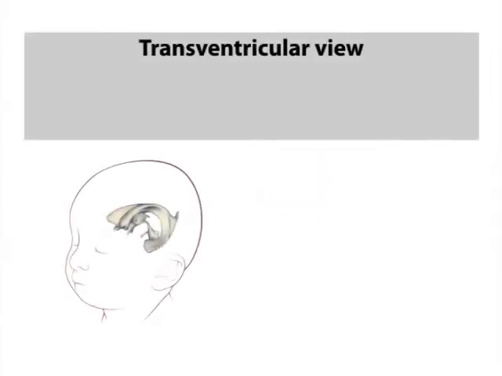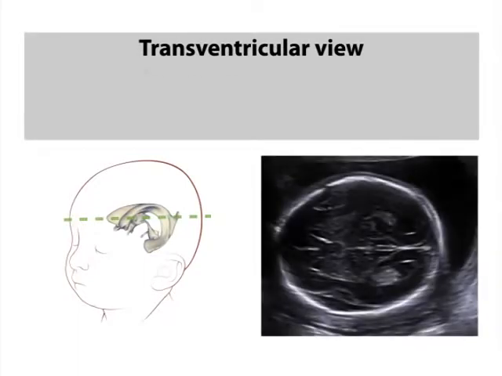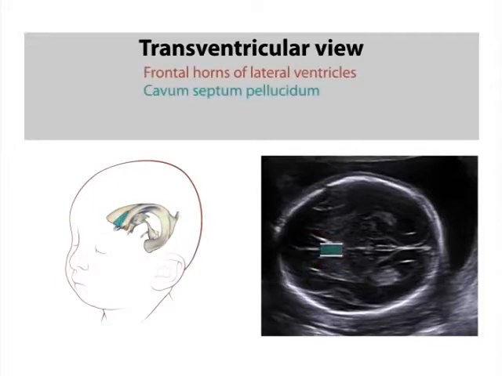On the left, a fetal head and its ventricular system are drawn. The Transventricular View is an axial or transverse image of the head depicting the lateral ventricles. It is obtained at the level of the frontal horns of the lateral ventricles, the cavum septum pellucidum, and the atrium of the lateral ventricle. As seen in the drawing, the atrium is the confluence of the lateral ventricle's temporal and occipital horns.